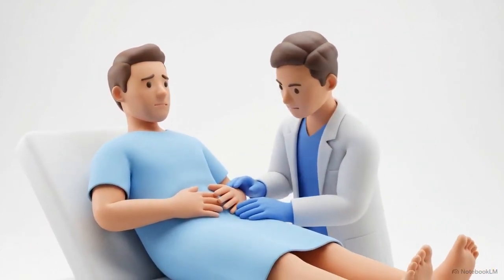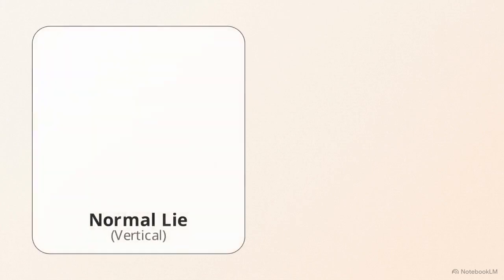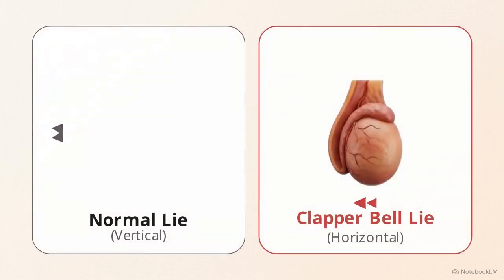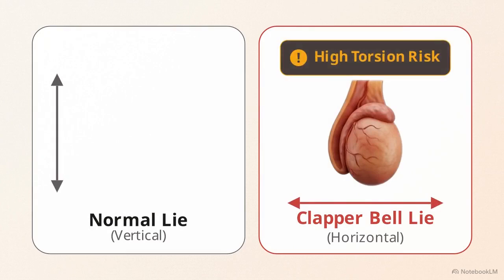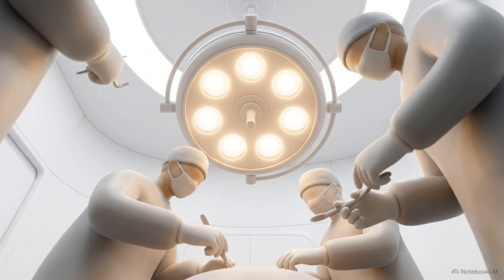Moving to the external genitalia, sudden, severe scrotal pain in a young male is testicular torsion until proven otherwise. Physical examination of the asymptomatic testicle may reveal a horizontal or Clapper-Bell lie, which increases clinical suspicion for a torsion event. Suspected torsion requires immediate surgical exploration and bilateral fixation. The time to ischemia dictates organ survival, leaving no room for delay.